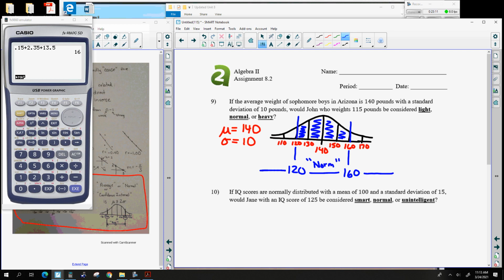All right, so if somebody weighs more than 160, that would be heavy, and less would be light. Let's see, where does John come weighing in? John is 115. Notice 115 is below that 120. So John is considered to be light in this situation.